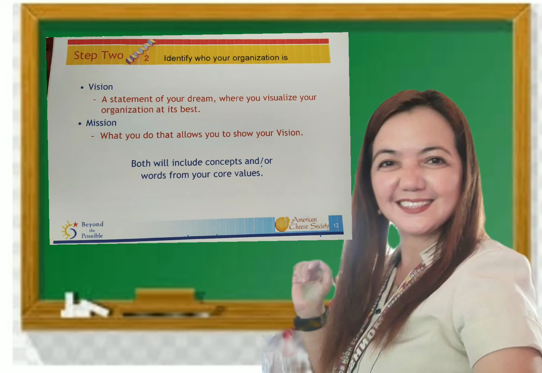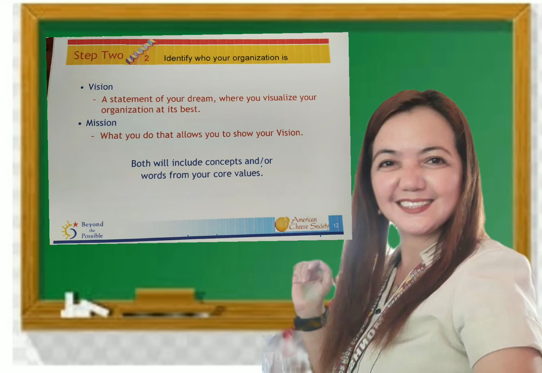Step 2, we have to identify who your organization is. So, the vision is a statement of your dream where you visualize your organization at its best. The mission is what you do that allows you to show your vision. So, both will include concepts and or words from your core values.